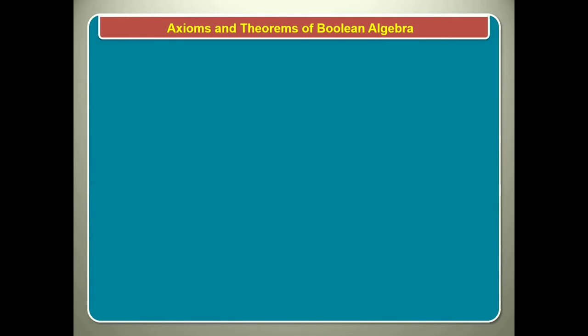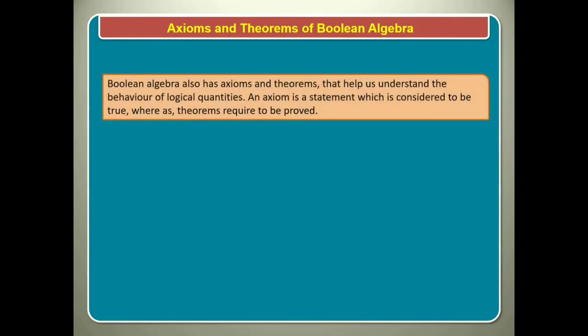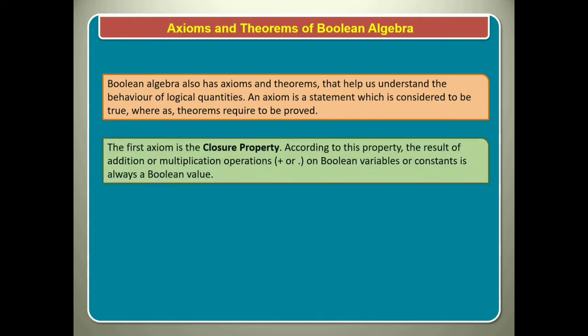Just as in the case of algebra, Boolean algebra also has axioms and theorems. They help us understand the behavior of logical quantities. An axiom is a statement which is considered to be true, whereas theorems need to be proved. The first axiom is the closure property. According to this property, the result of addition or multiplication operations on Boolean variables or constants is always a Boolean value. Let us now learn about the other axioms in Boolean algebra.